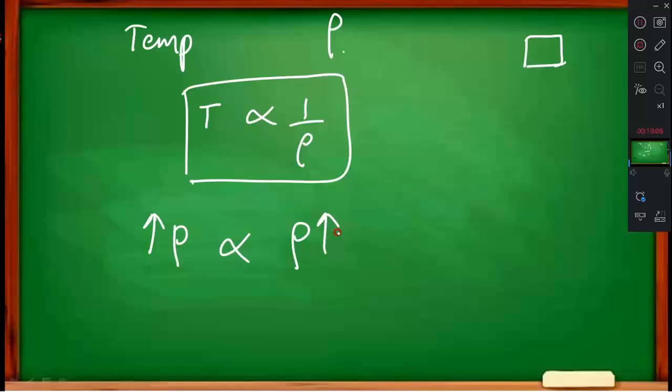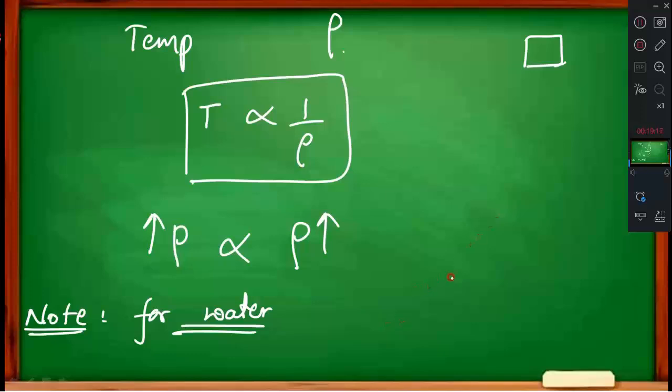Okay. Now one exception is there. Write down. Note. For water, as the temperature increases, density increases. Correct? Actually it is wrong, but this is valid from 0 to 4 degree centigrade.